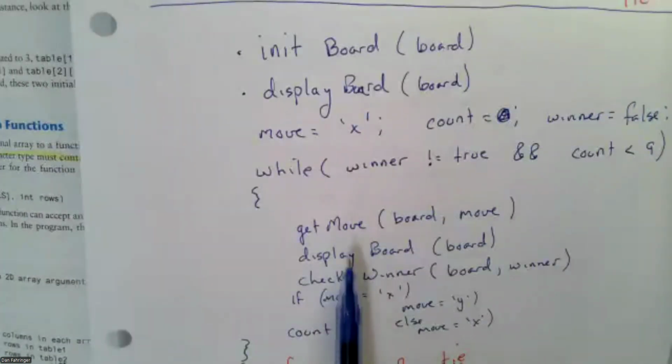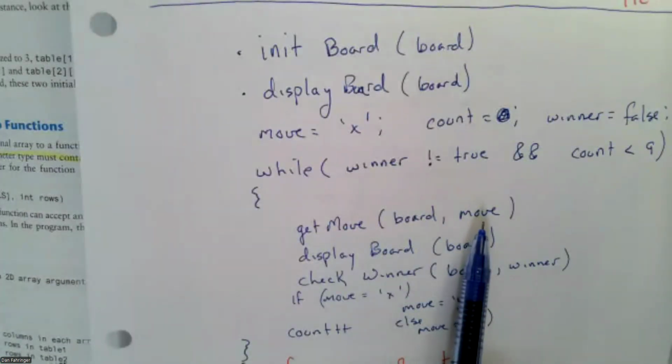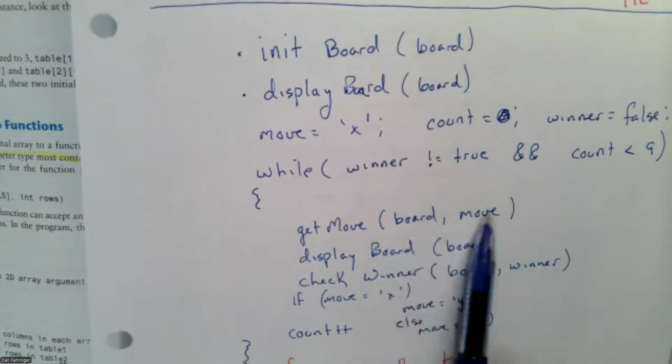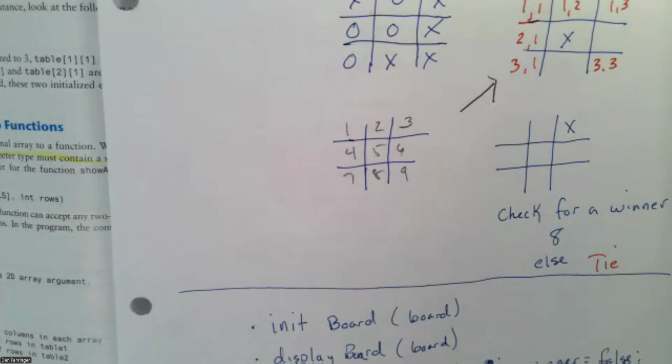But I need to get a move. I need to go somewhere where it's blank. I have my board and I have the move. Maybe the user could pick numbers 1 to 9 for their move. Maybe you could say, what row, what column?